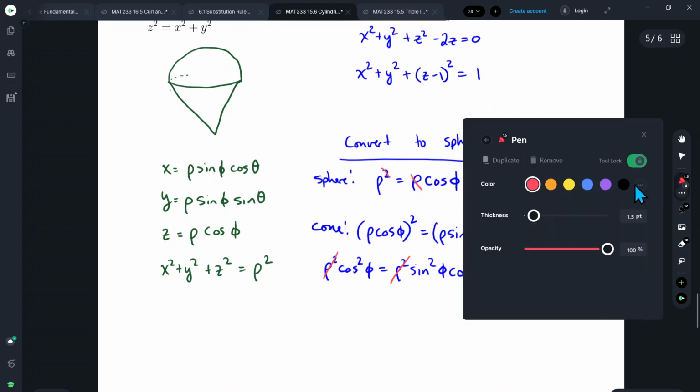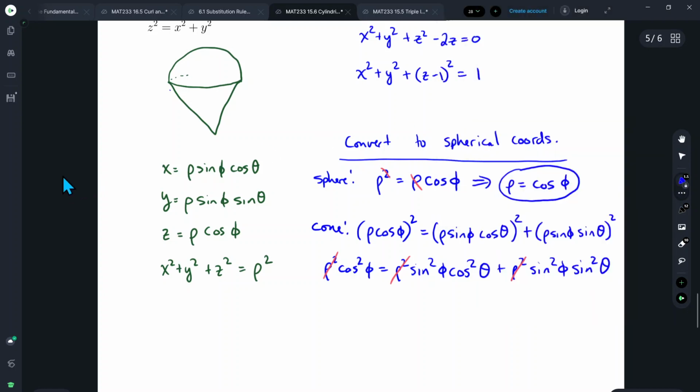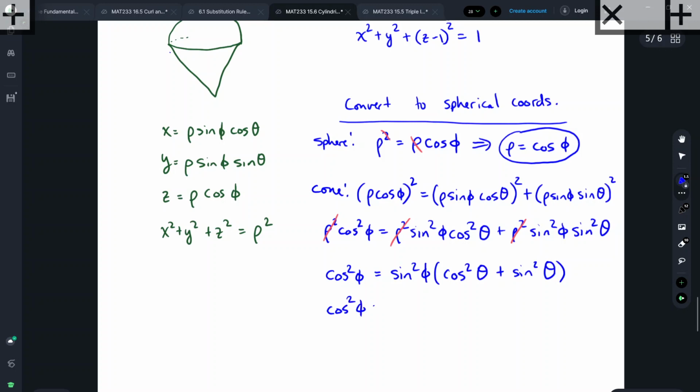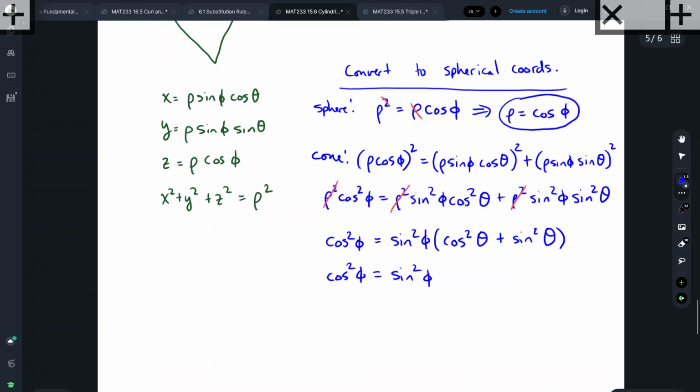Okay, so now what else? Here, let's just leave this cosine squared phi. And on here, we have a cosine squared plus a sine squared, so I can factor out this sine squared phi. And then the Pythagorean identity, this is just equal to 1. So I get cosine squared phi is equal to sine squared phi. This is the same as saying, I divide by cosine squared, so you get tangent squared phi is equal to 1, and taking the square root, you get tangent phi is equal to plus or minus 1.